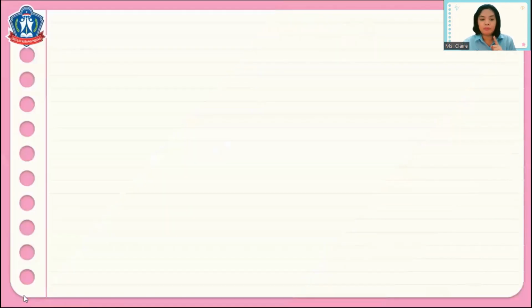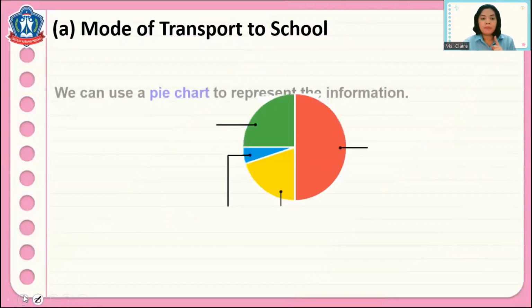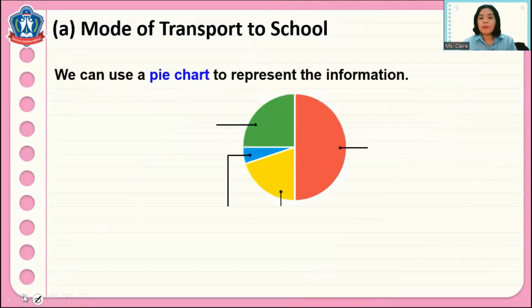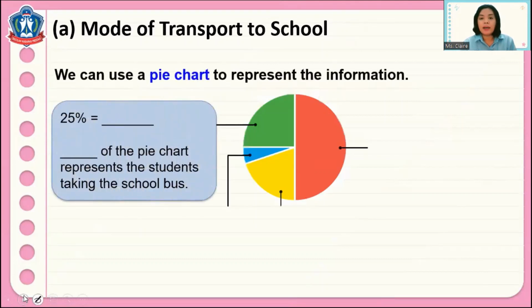Take a look here. We can use the pie chart to represent the information. As you observe, children who use the school bus is 25% or 1/4. So this green part is 1/4 of a circle because a pie is a circle, right? So that is 1/4 or 25% represents the students who use the school bus.